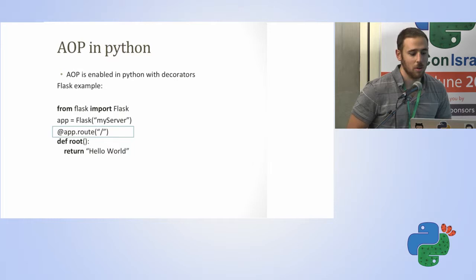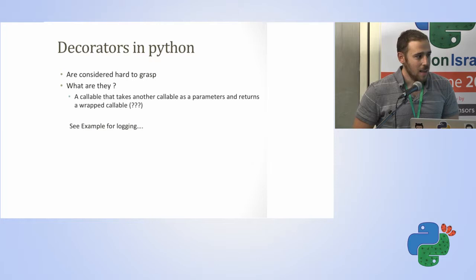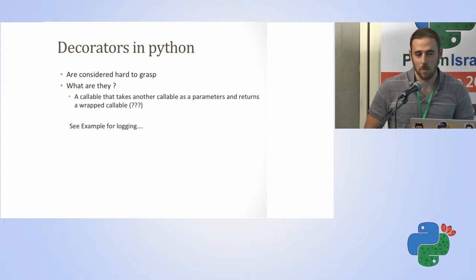Okay, so decorators in Python are the way that Python does aspects, or aspect-oriented programming. Now, aspect-oriented programming does a little bit more. If you're familiar with AspectJ or any other frameworks, there are a lot of more complicated things. But we'll focus basically on decorators and their use.